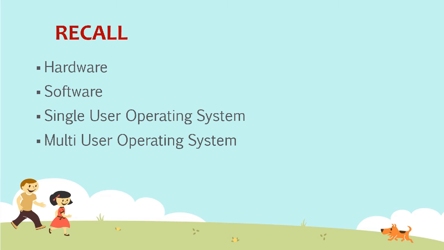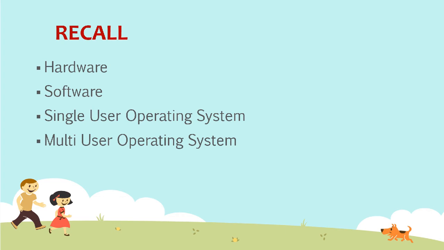Now let's recall what we have learned in today's class. In today's class we have seen what is hardware and software. What do you mean by hardware? The parts of computer that you can touch and feel, that is hardware. Some examples: keyboard, mouse, CPU, printer, etc. And what about software? It's a set of instructions or commands given to the computer. Examples are Windows, Office.